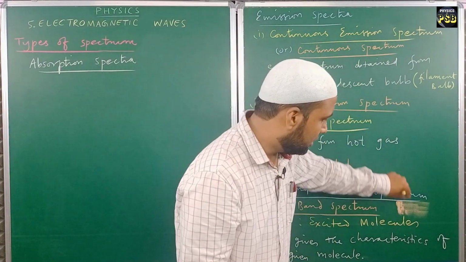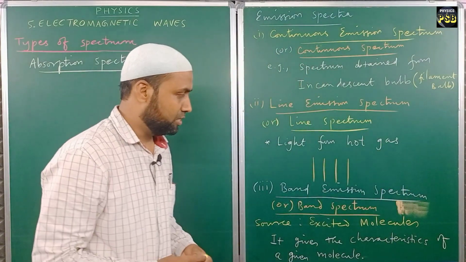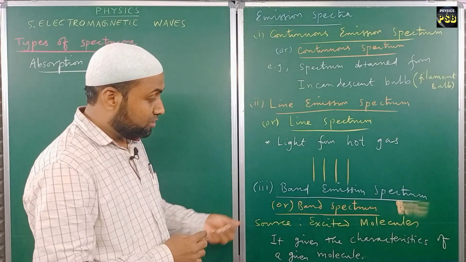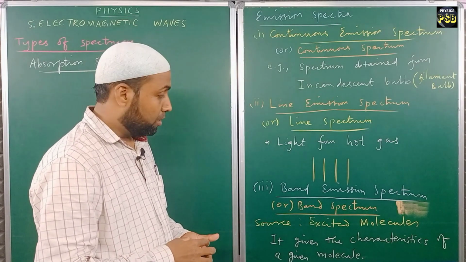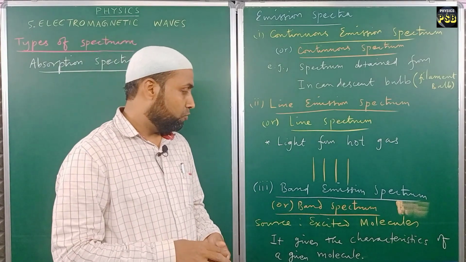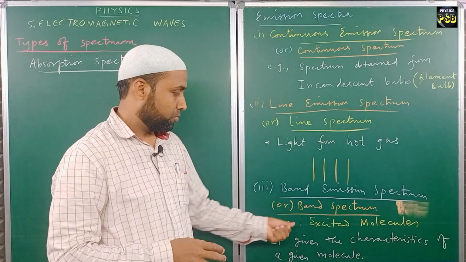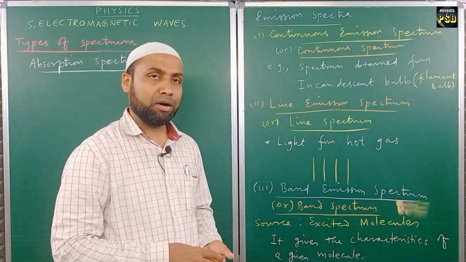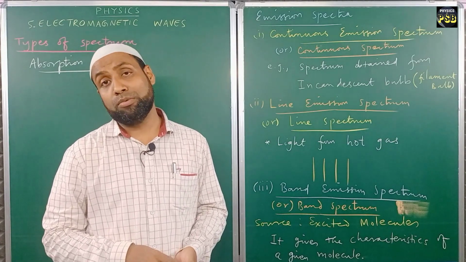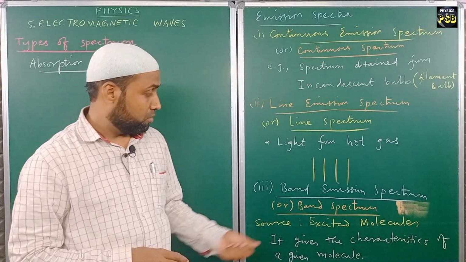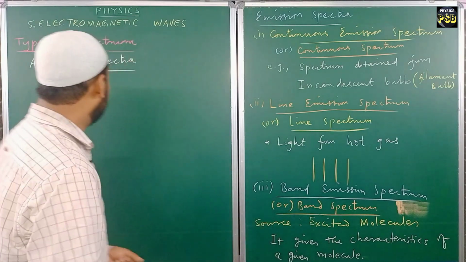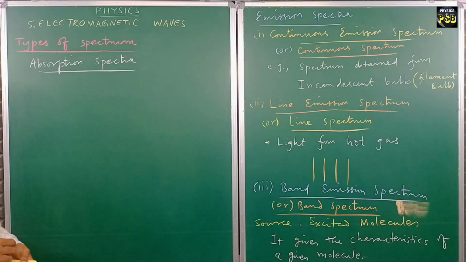And here these bands are separated by dark space. And what is the source of this kind of band spectrum? I told you, light obtained from excited molecules gives out a band spectrum. Apart from that, ammonia gas taken in a discharge tube is a source of band spectrum. Clear? So now let me tell you about absorption spectra.